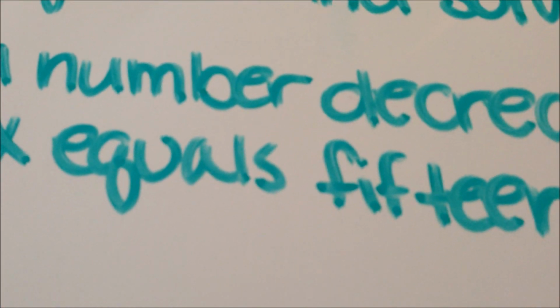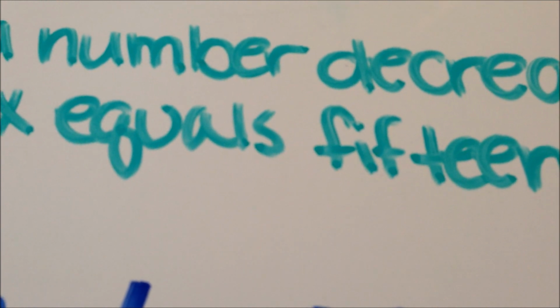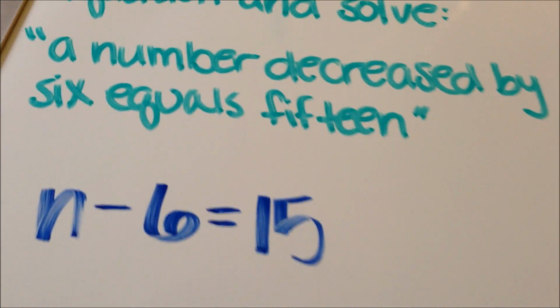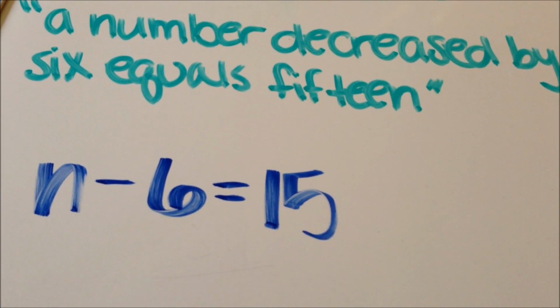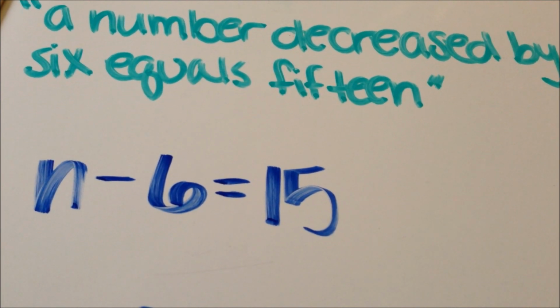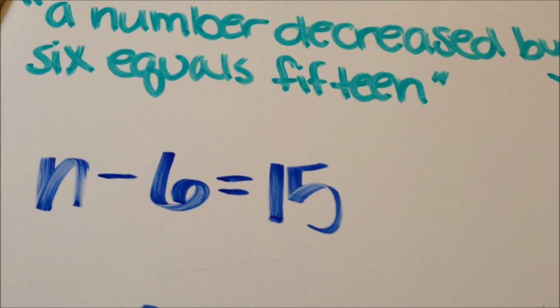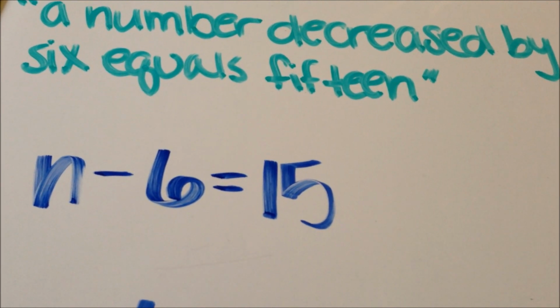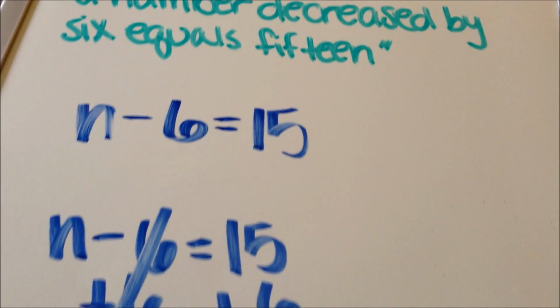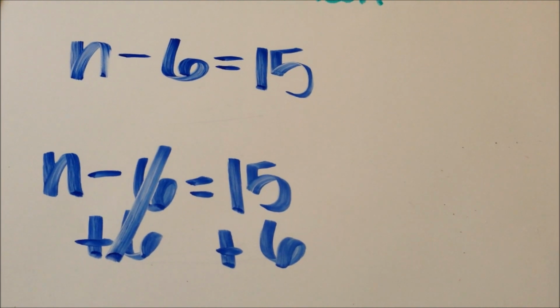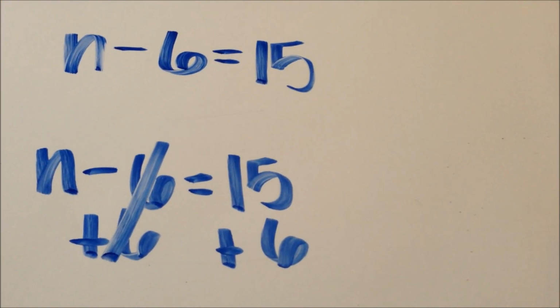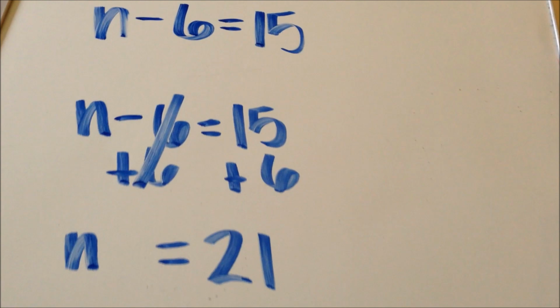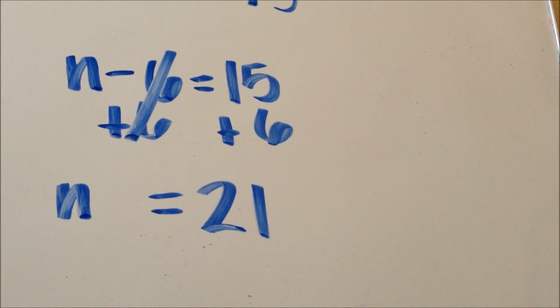Instead of the word equals, you may also see the word is. So we have n minus 6 equals 15. To isolate the n, or get the n by itself, we have to get rid of the negative 6. We have to do the opposite operation, which is plus 6, to both sides of the equal sign to maintain the balance, and we end up with n equals 21.